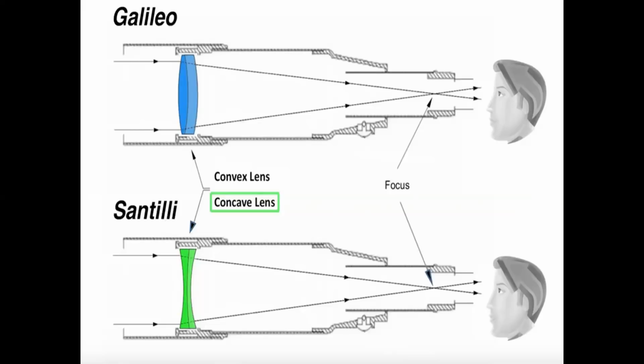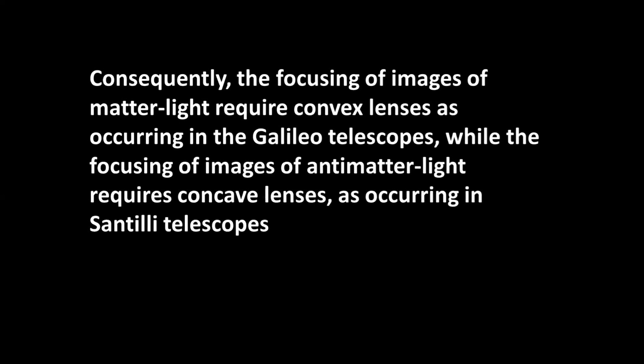Now, granted, they didn't have the equipment that gets into the precision and the precise detail, but still, well, he did. Consequently, the focusing of images of matter light requires convex lenses as occurring in the Galileo telescopes, while the focusing of images of antimatter light requires concave lenses as occurring in the Santilli telescopes.